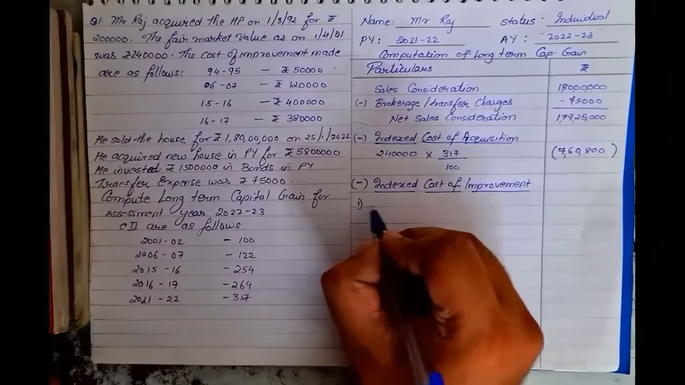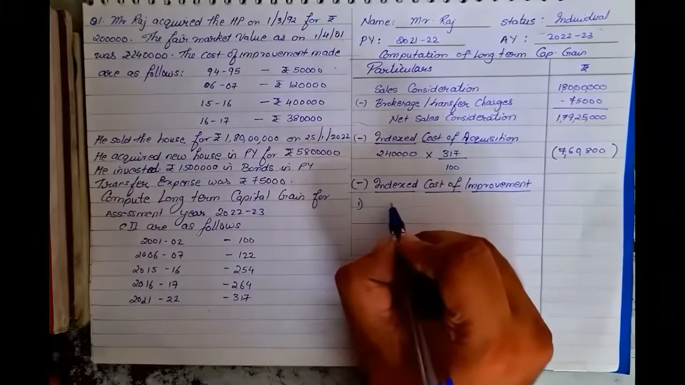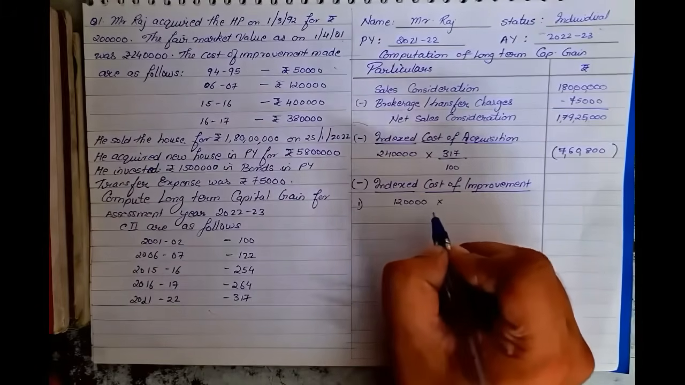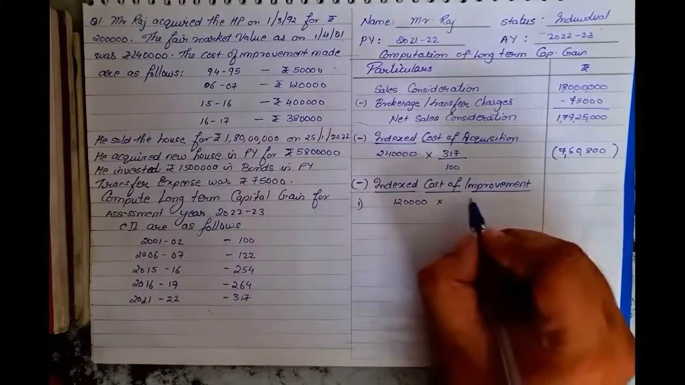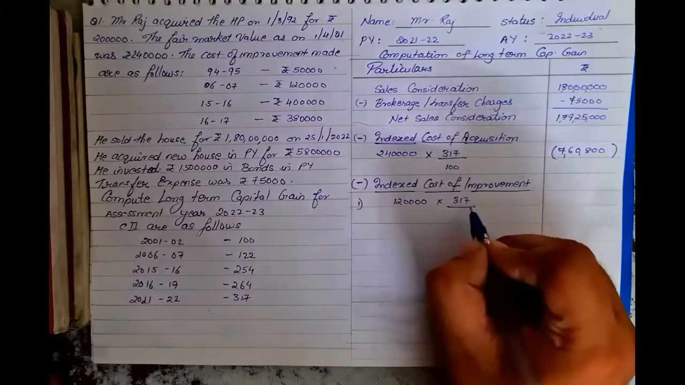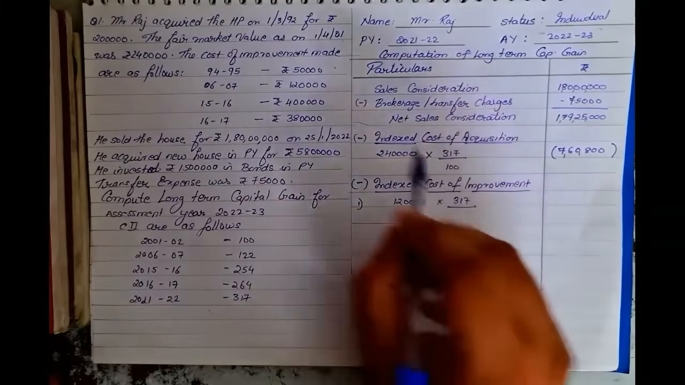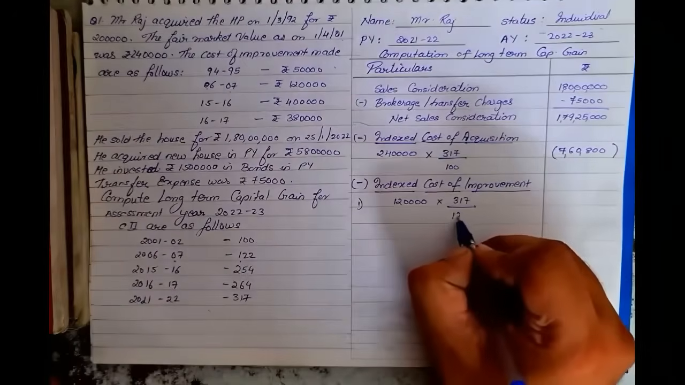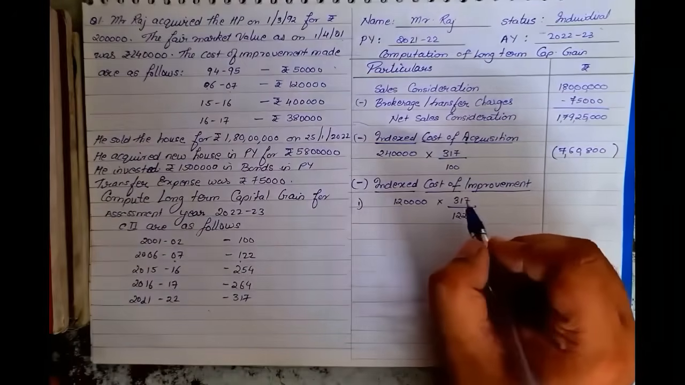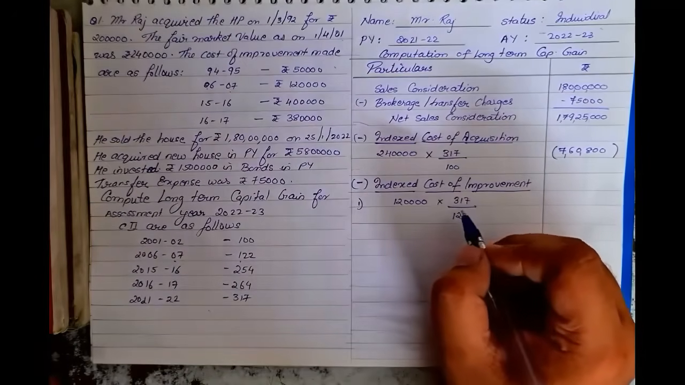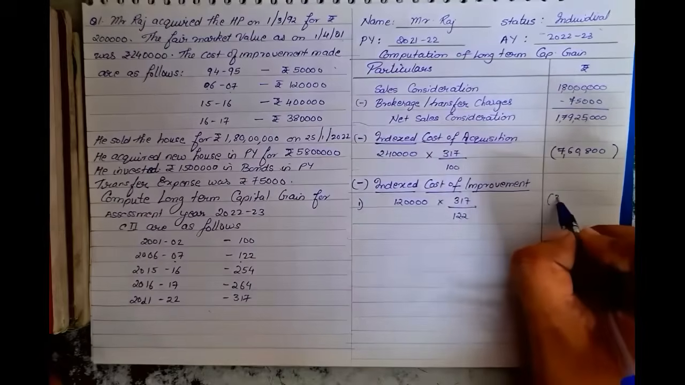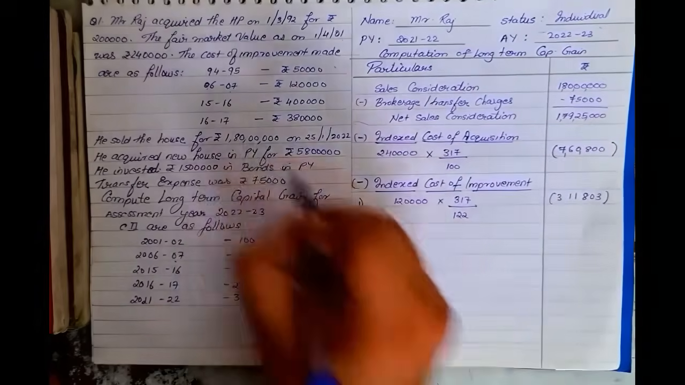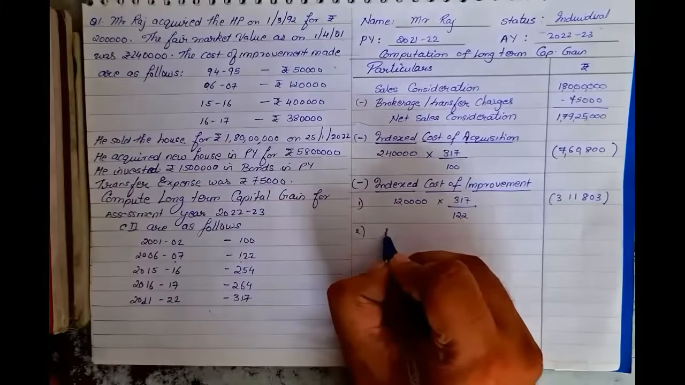We'll take the first, that is for the year 2006-7. Improvement is 1,20,000. The rule is into CII of the previous year, which is 317, upon the CII of the year in which it was taken. This is 2006-7. 6-7 ka rate was 122. So you multiply and divide, and you will get your value as 3,11,803.